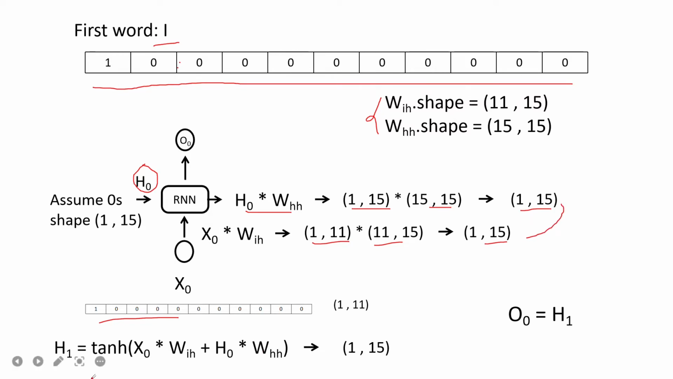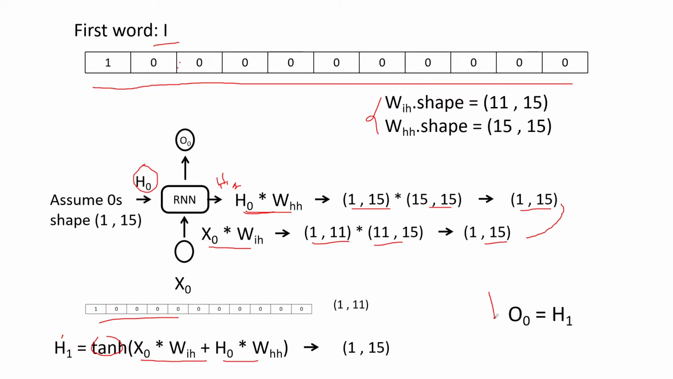Now till here multiplication was done, and then these two will be added, this one and this one, which is here. They will be added together and tanh will be taken of that, as we have seen earlier, and that will be called h of 1. So h of 1 will be over here, and it will be of shape 1 comma 15. I'm using a mouse actually, so it's becoming a bit difficult.